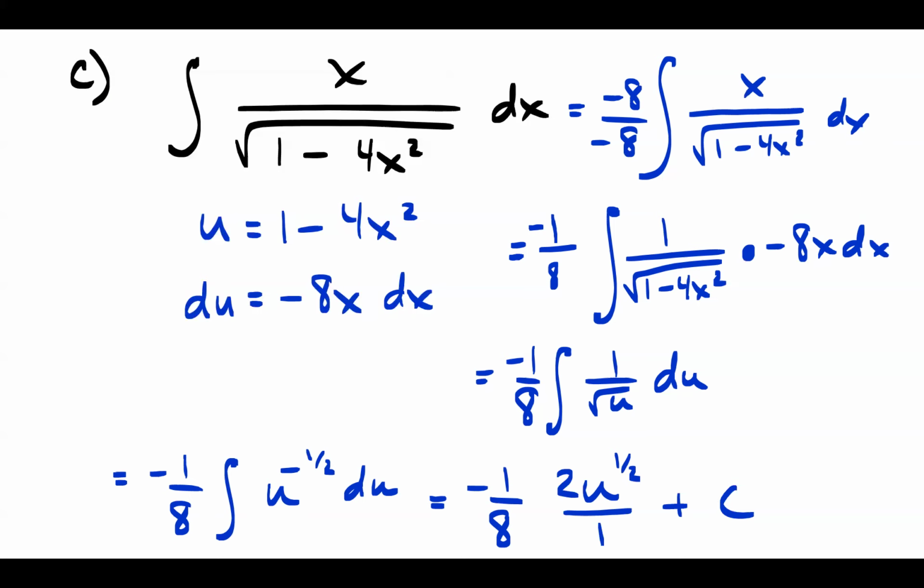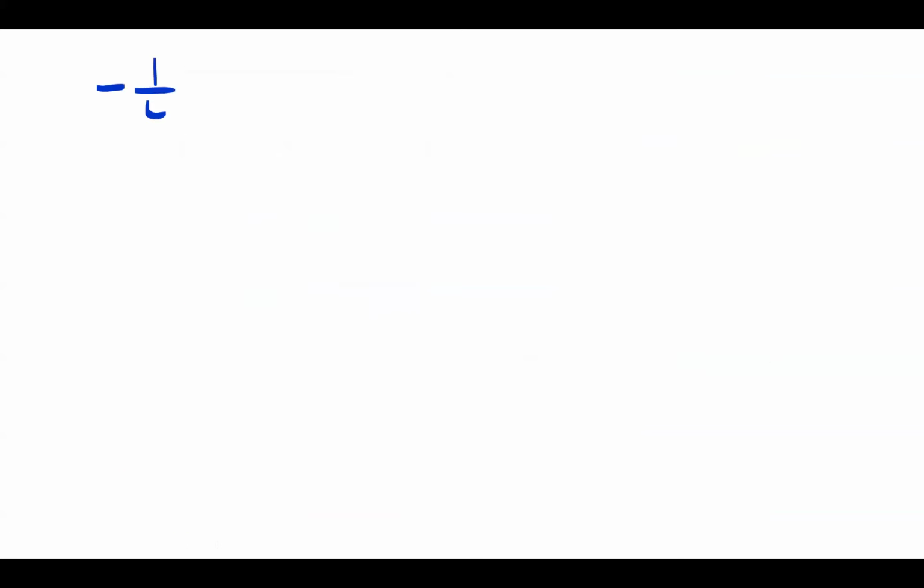So the 2 and the 8, can that be reduced? How about a 4 and a 1? I still have a negative out in front. And then the u now becomes 1 minus 4x squared. So how about the final answer? Tell me if we went too fast. I got myself -1/4 times the square root of 1 minus 4x squared plus c.